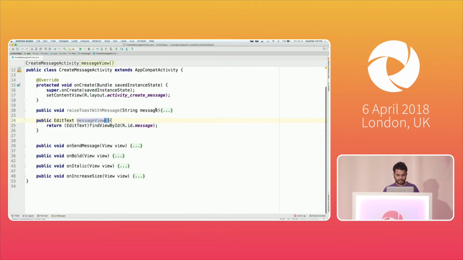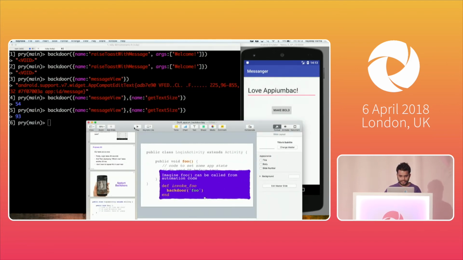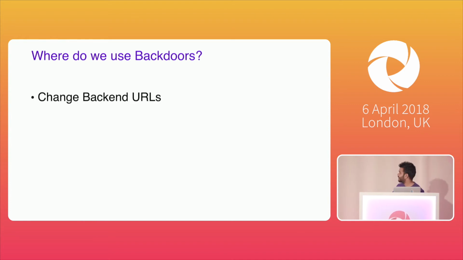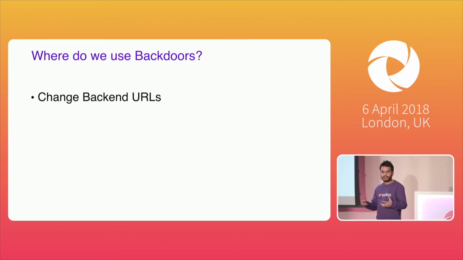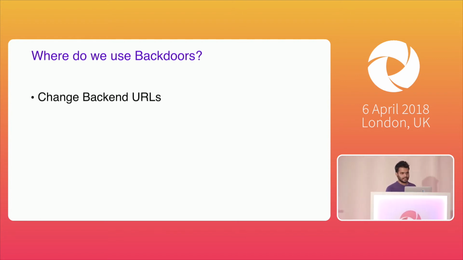So let's get back to the slides, and I'll share where we use backdoors in reality. I'm a big fan of backdoors, and when we build our Android APK in our CI, we build only one artifact, and we test the same artifact against all environments, whether it be staging or integration or prod. And we change the backend URLs using backdoors. So we define a backdoor which changes the backend URL, and we call it in the before hooks.